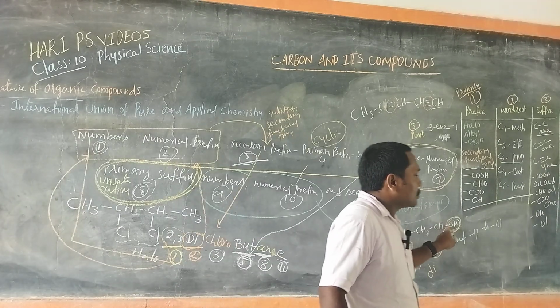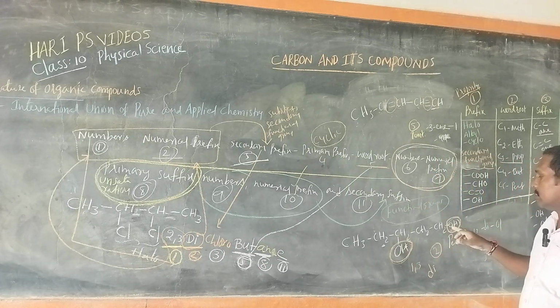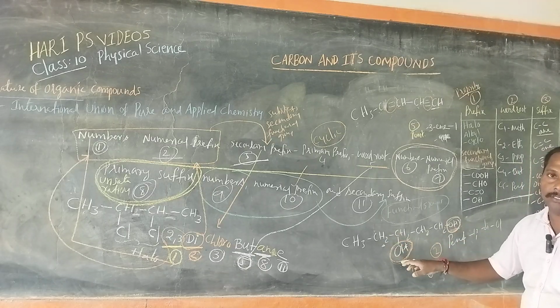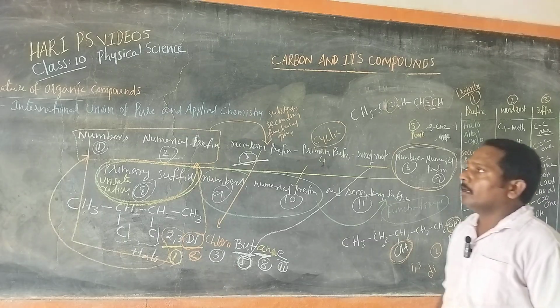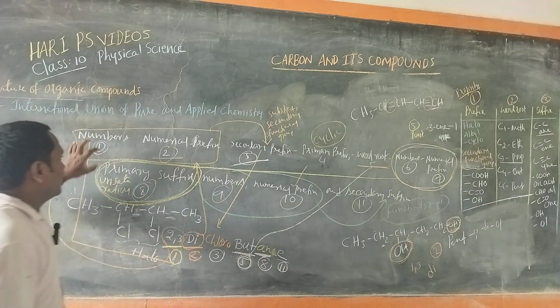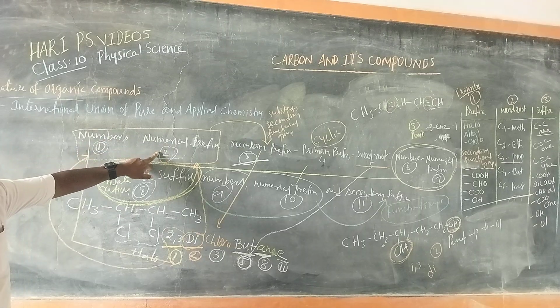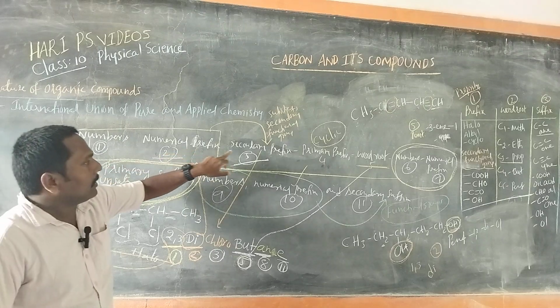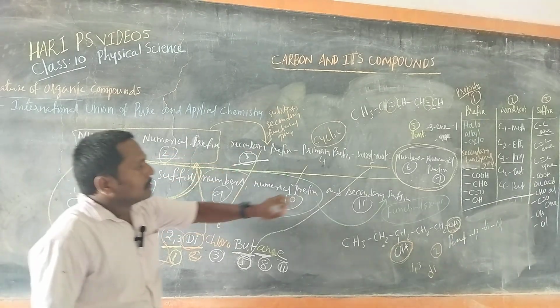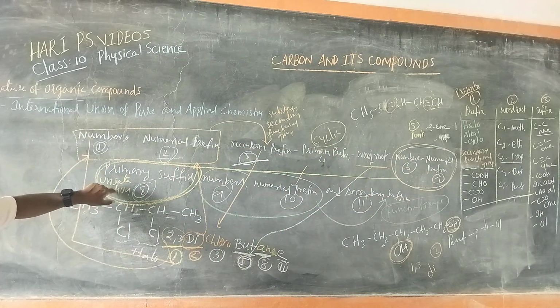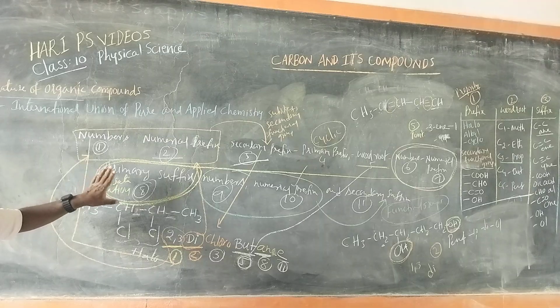So here this first OH is in the main part of the compound. This OH is a substituent. Then what did we discuss? The first 1 and 2 are related to the secondary prefixes. Then 6, 7 and 8 are related to the unsaturation, nothing but double bonds or triple bonds between the carbon atoms in the compound.